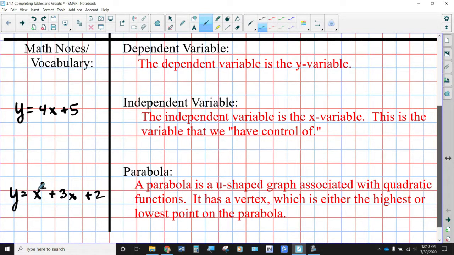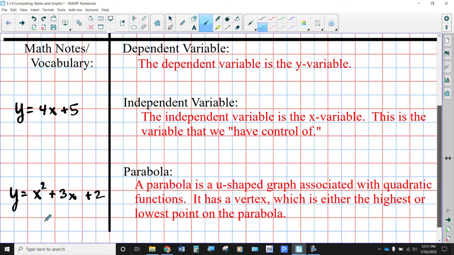You're going to get a vertex, which is going to be either the highest or the lowest point on the graph, depending on which direction it goes, and it's going to have the shape of a U, okay? So there are lots of situations in science where you get graphs that are curved, whether they're curving up or curving down, depending on the nature of the situation.